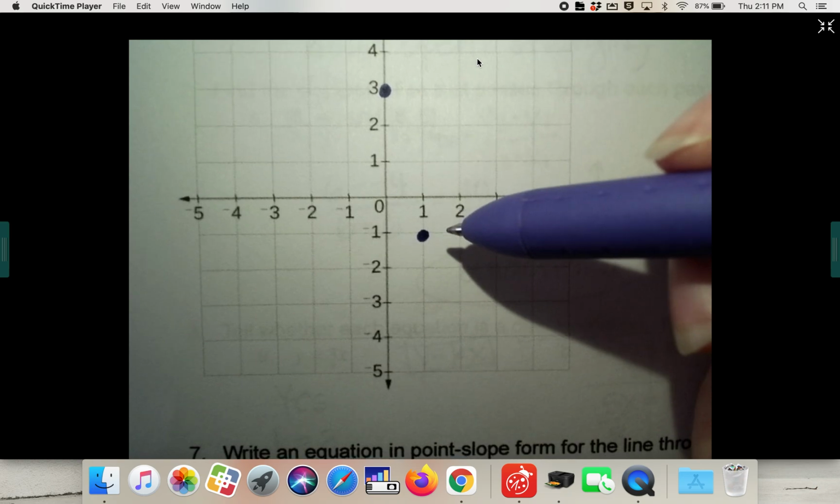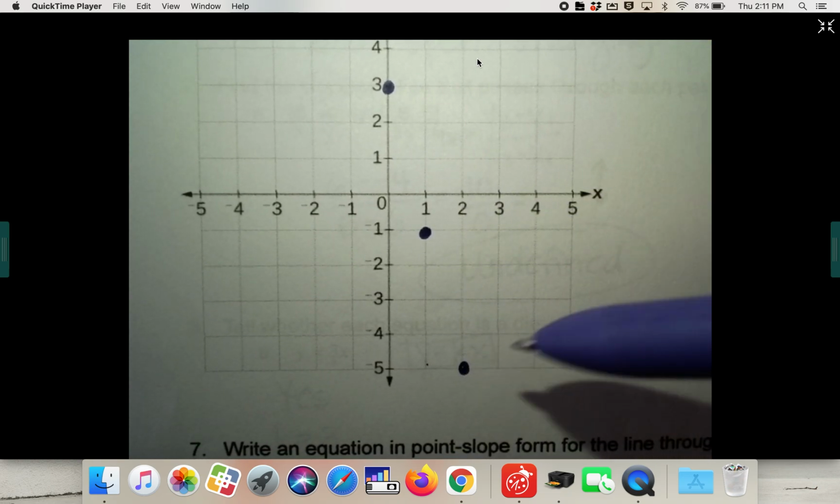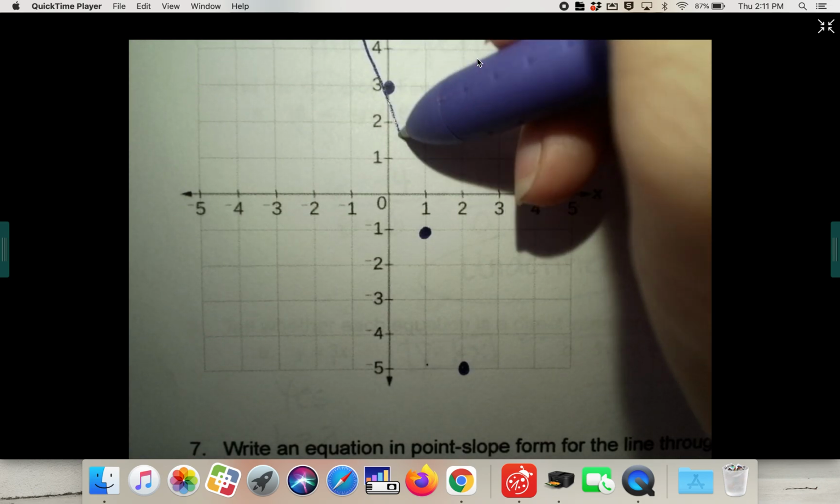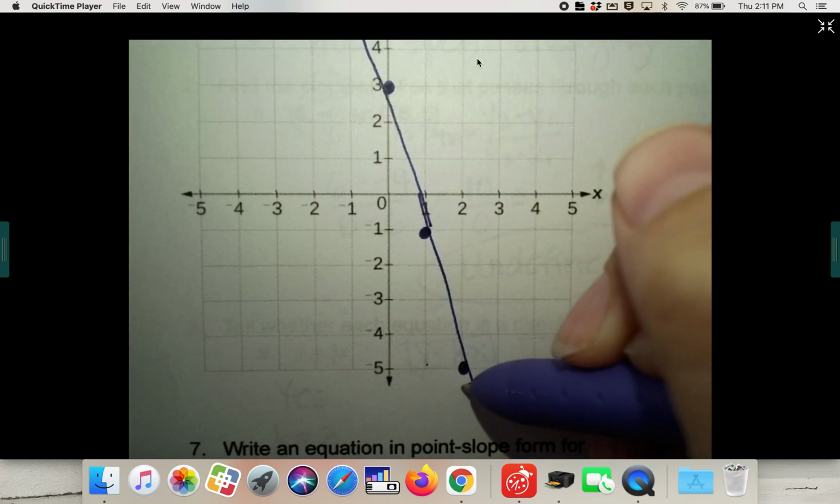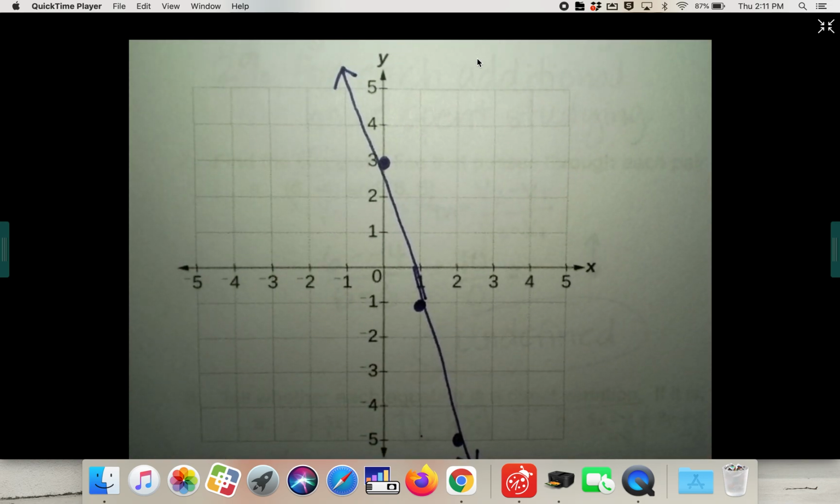If you can fit another dot on there, keep going. 1, 2, 3, 4 over 1. All right, draw as straight of a line as you can. Oops, mine's not good. Arrows on both ends to show me you understand it would keep going in both directions.